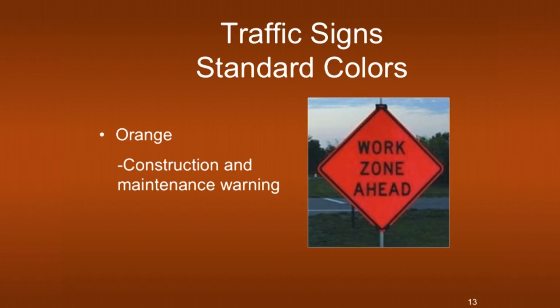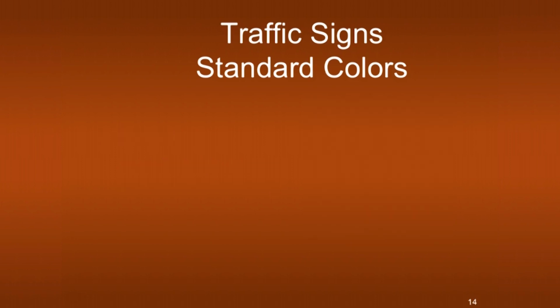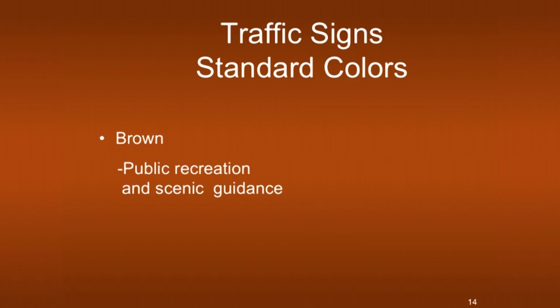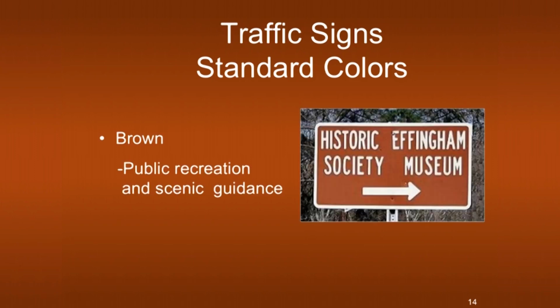Again, any sign that would be located within a construction zone is going to be orange in its color. It may be a speed limit sign. It may have different shapes. It may have different information, but as long as you're in the construction zone, it's going to be orange in color. Brown is public recreation and scenic guidance. So here we have an example of a sign pointing you toward a museum.